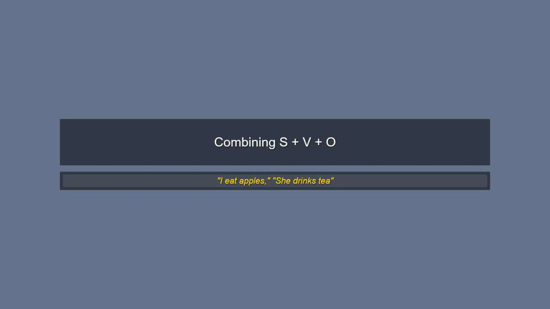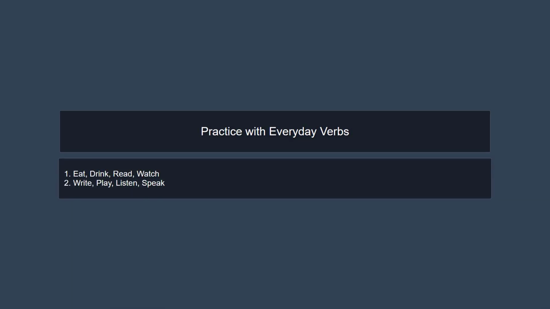Next, we'll expand on these sentences with common, everyday verbs and objects so you can confidently talk about routine actions in English. Let's apply the SVO structure to some of the most common verbs you'll use in everyday life. Verbs like eat, drink, read, and watch describe actions we do almost daily. Think about how many different sentences you can make with just these four verbs.